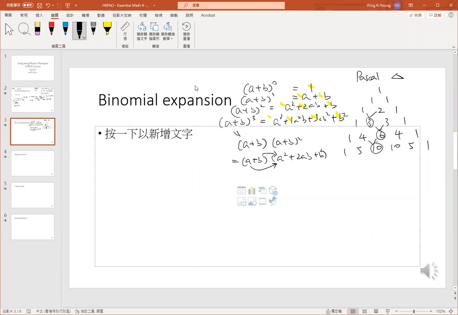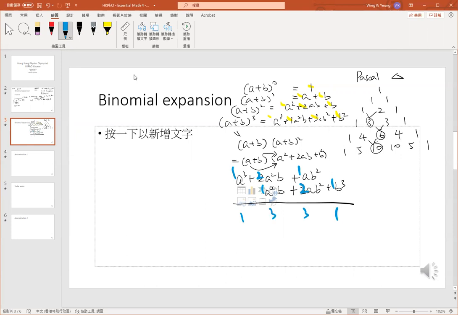So let me try to write down. Okay, so a times this thing can be written as a cubed plus 2a squared b and then plus ab squared. And b times that bracket becomes a squared b plus 2ab squared plus b cubed, is it? And then if you look at the coefficients here, it's 1 2 1 and this is 1 2 1. So it becomes 1 3 3 1.